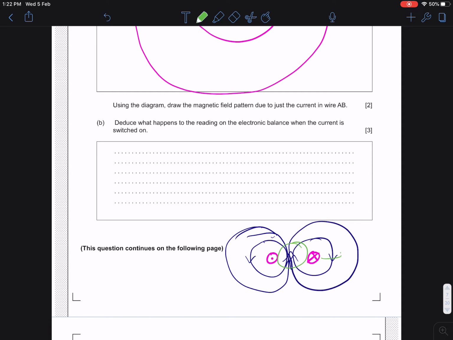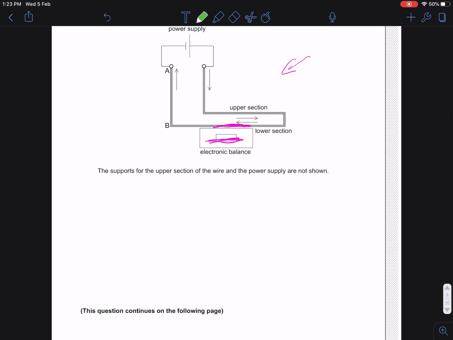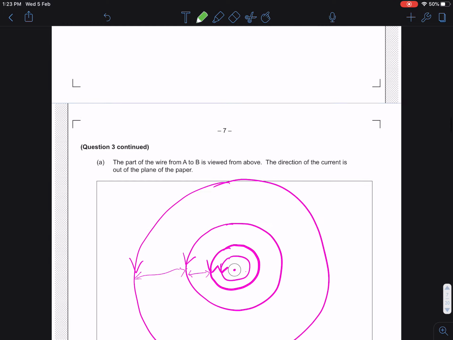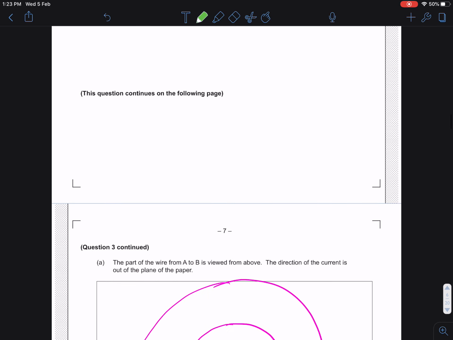So these ones are going to repel from each other, which is going to mean that if the wires are repelling each other, then this one's going to be pushed up, this one's going to be pushed down, which is going to increase the reading on the balance. So that's one way to explain it, using a diagram like that. The wires repel each other, so the balance reading increases. The other way is you can use the left-hand rule.